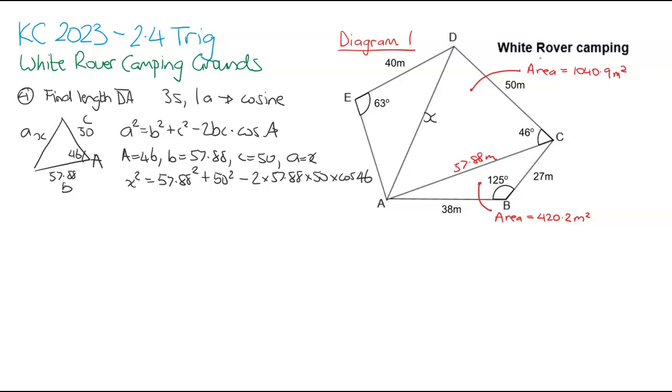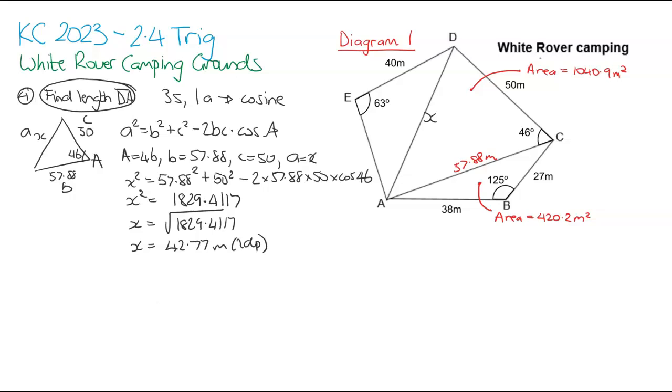And in this case, x squared will be equal to 1829.4117. X will therefore be equal to the square root of that number. And when you put that into your calculator, I'm hoping you get something along the lines of 42.77 meters. And that had a 2 dp rounding. And just highlighting my 3 things, I've described what I'm doing, I've got my units, and I've stated my rounding.